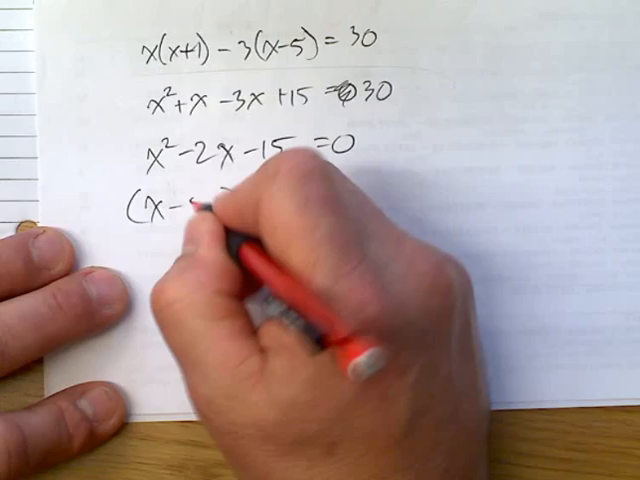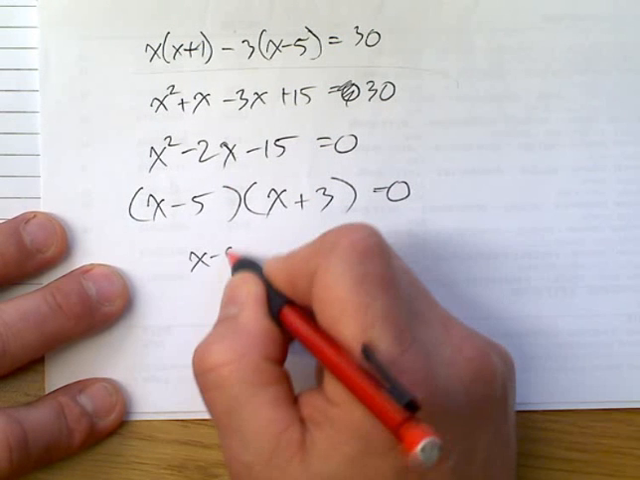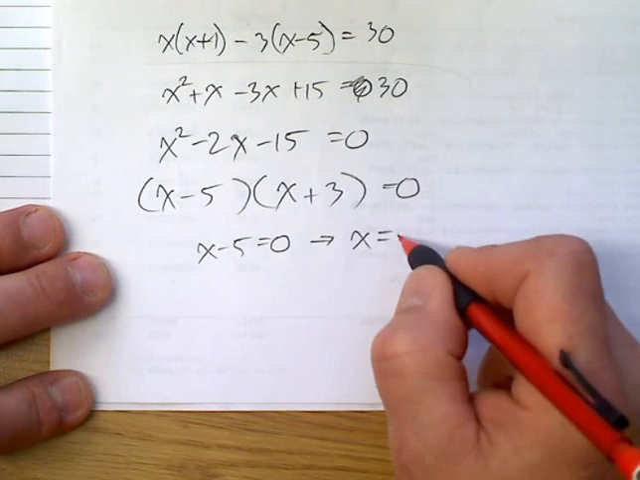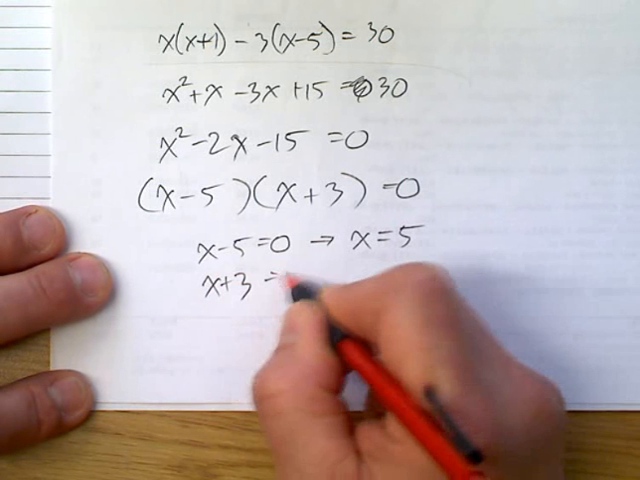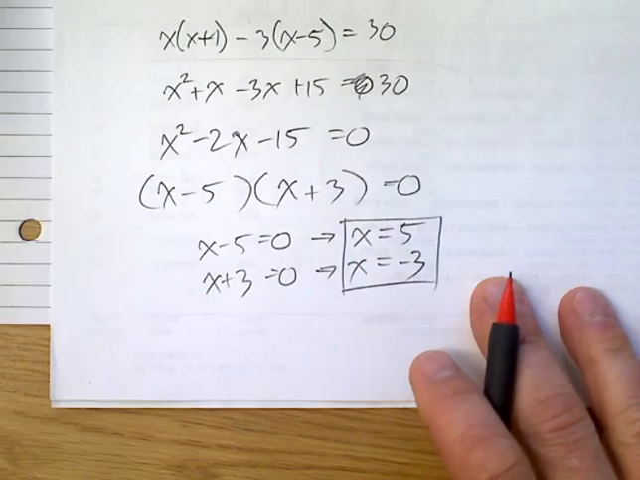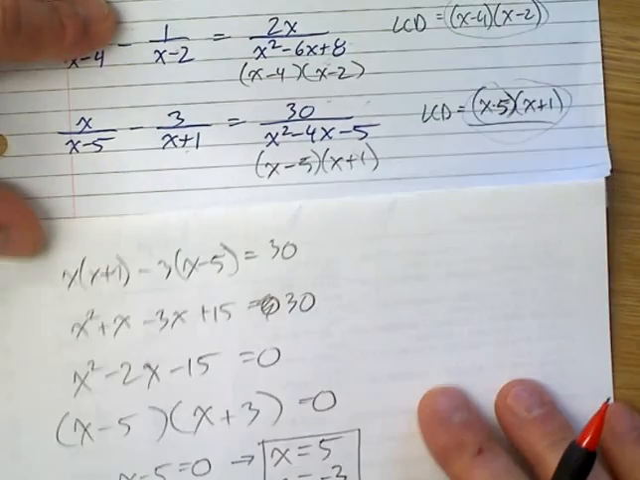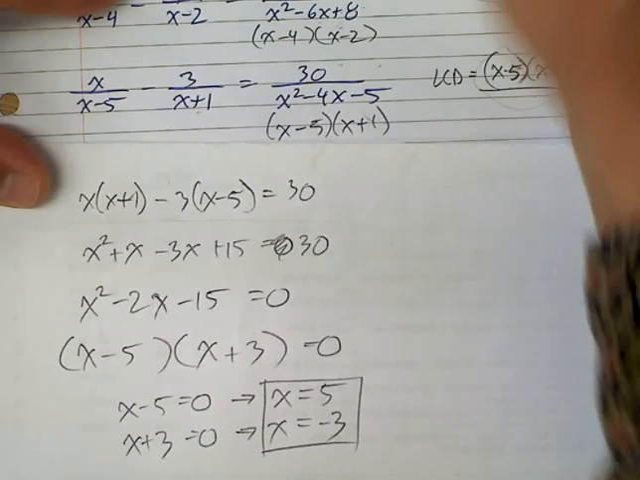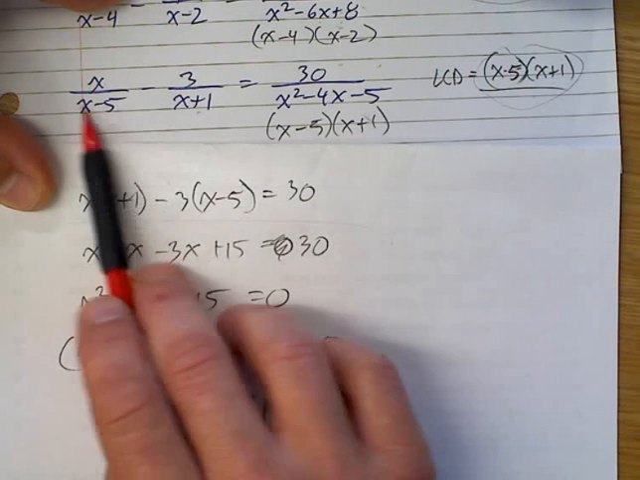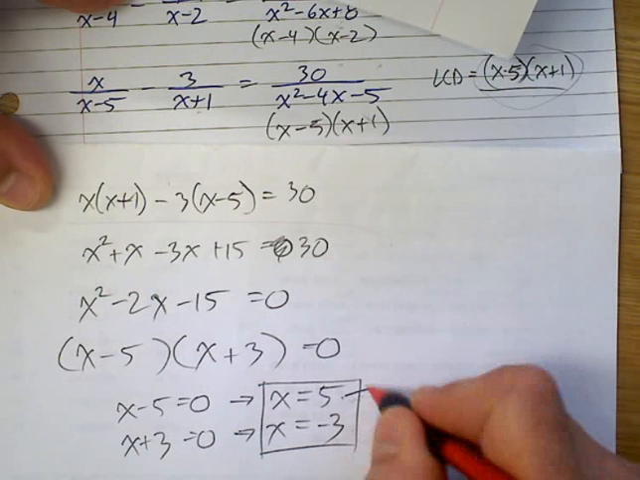So again, if x minus 5 is 0, that means that x is equal to 5. And if x plus 3 is equal to 0, then x is equal to negative 3. These are my two solutions. Let's have a look at the question now. You gotta look at the original question. Does 5 work? 5 minus 5 is 0. So this one here, damn it, is extraneous, which means it no worky. This is your only solution.